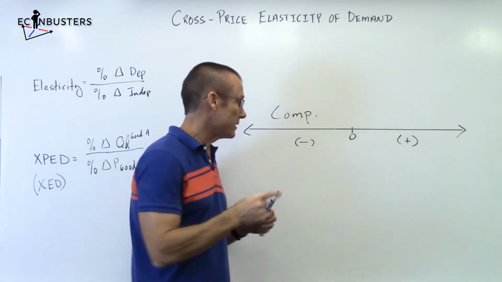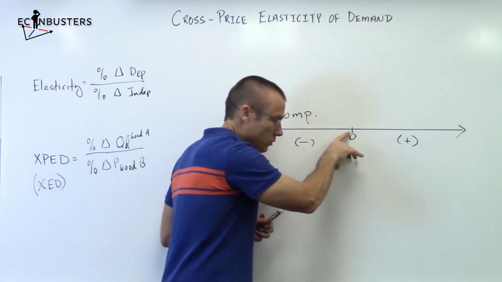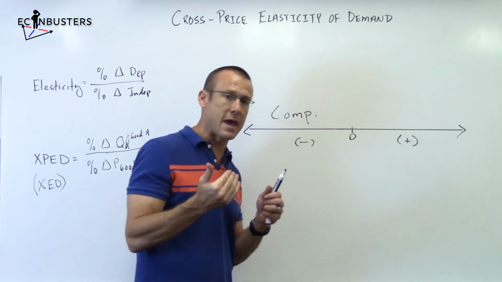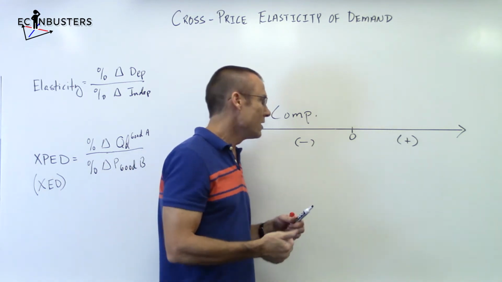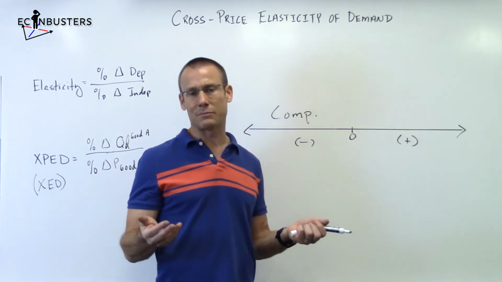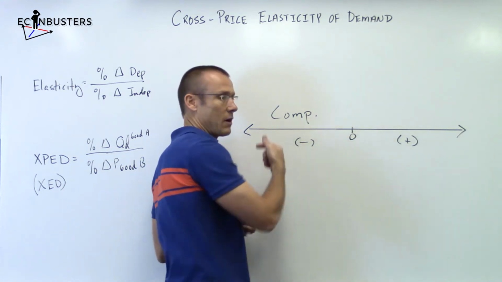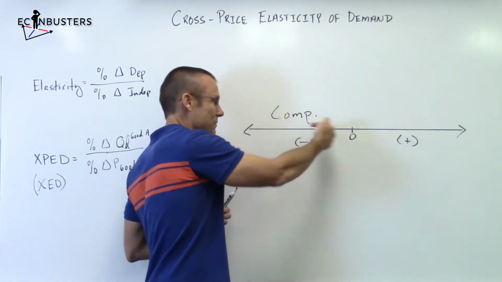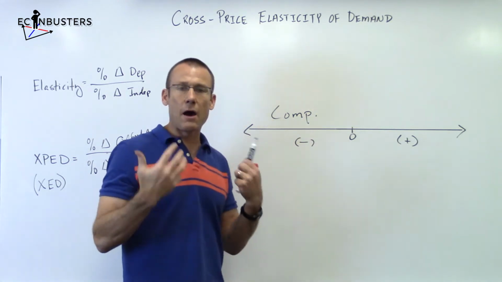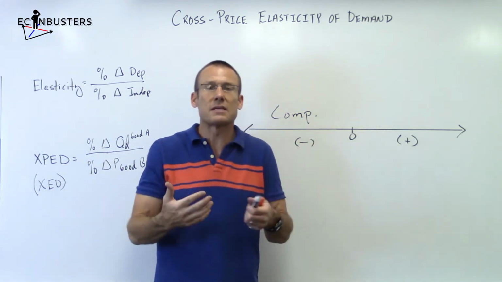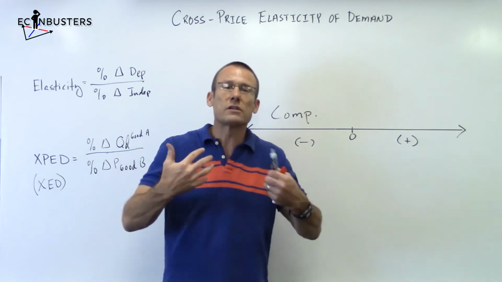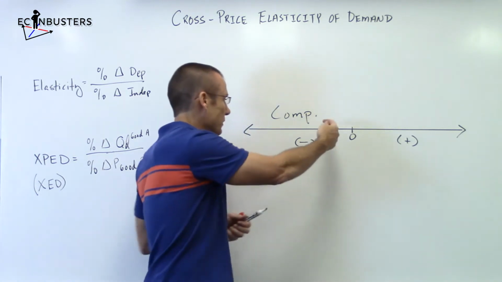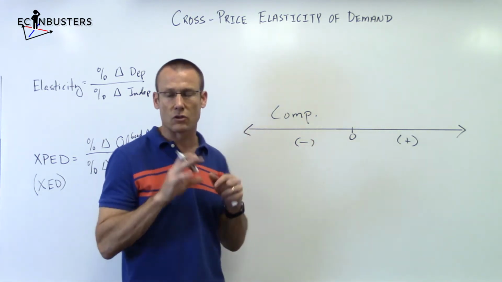Now, notice, if the number was really close to 0, let's say it was a negative 0.01, well, they'd be complements, but barely complements at all. As the negative number gets bigger, as we go that direction, how much they function as complements, as things brought together, just keeps increasing, as the negative number gets larger.